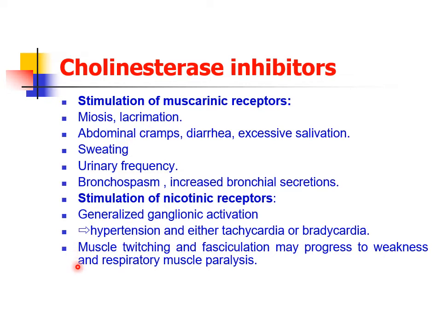So at the beginning there is muscle weakness and fasciculation, and this can lead to muscle paralysis and respiratory muscle paralysis, which is very serious. CNS effect: agitation, confusion, and seizure. So the clinical picture for the patient who presents with cholinesterase inhibitors will have symptoms and signs of stimulation of muscarinic receptors, stimulation of nicotinic receptors in the ganglia and in the neuromuscular junction, and CNS effects.